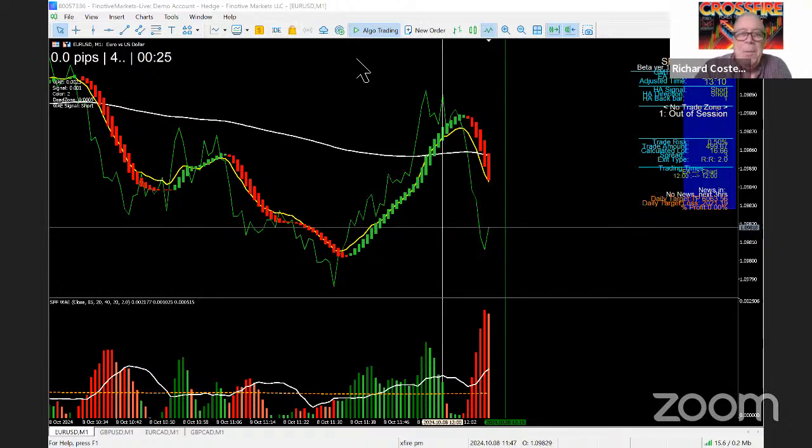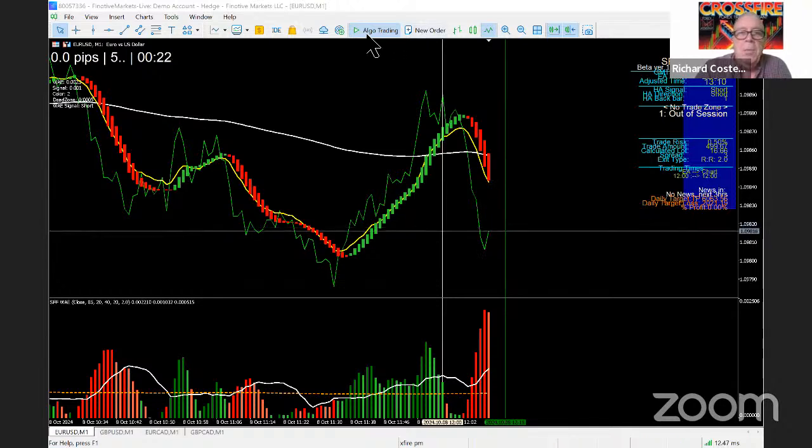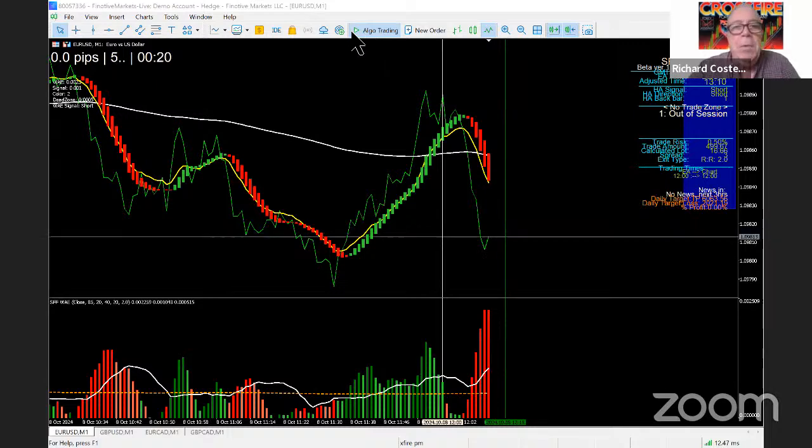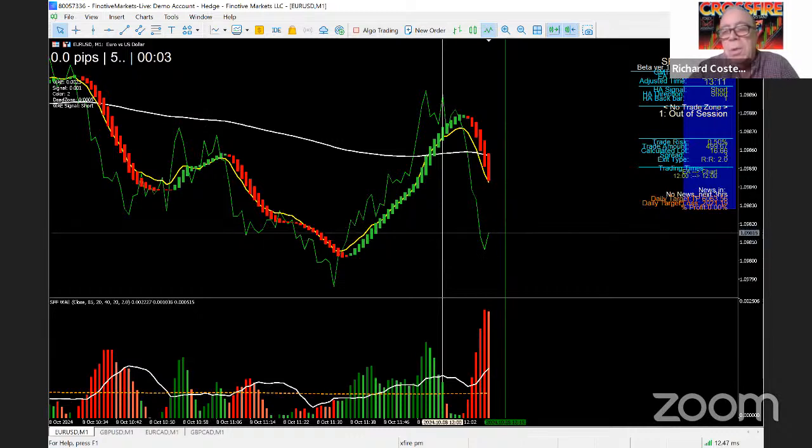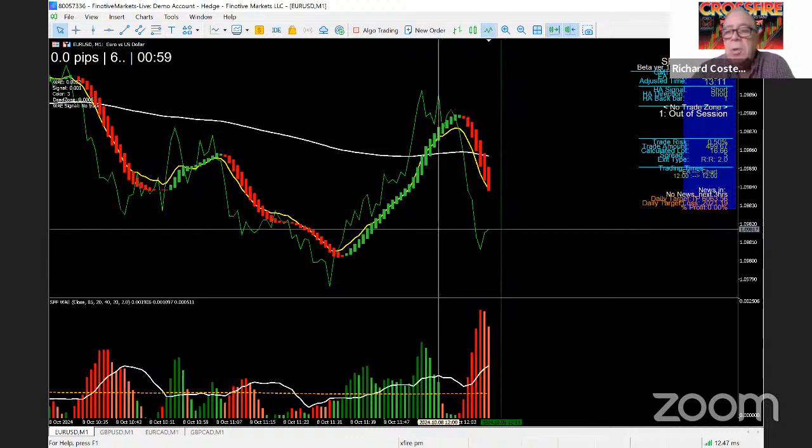Just trying to move that out of the way, and it's gone. There we go. So on this panel where it says algo trading, I've got a green arrow. That confirms that I've got the algo trading switched on. If I click on that, it'll change to red, and the blue hat changes to a white hat. So it's not going to take any trades from it.